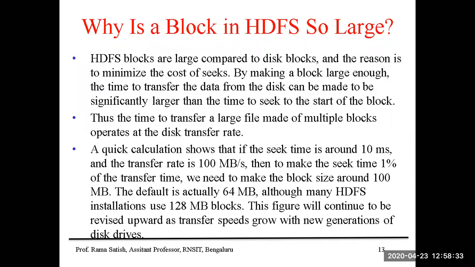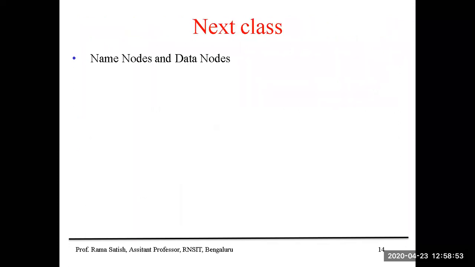Once the speed of storage, reading and writing of data is fast, you can do any operation based on that. The basic operation is reading and writing. If that is taken care of very efficiently, further any operation we can do at very good speed. In the next class, we will discuss name node and data node. So that's all for today's class.